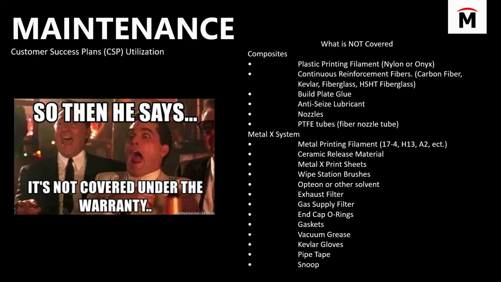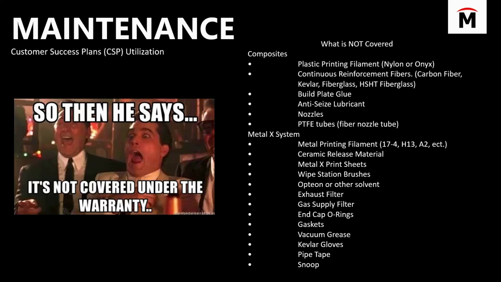For the composite machines, the only things that aren't covered are materials, glue, lubricant, and nozzles. For the Metal X system, it is very similar. However, even after seeing the extensive coverage on the success plans, customers still aren't utilizing it to its full potential. In order to unlock the full potential of your customer success plan, you need to first take advantage of the 2-hour per year consultation with the Markforged applications engineer.